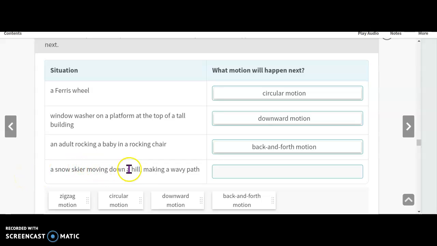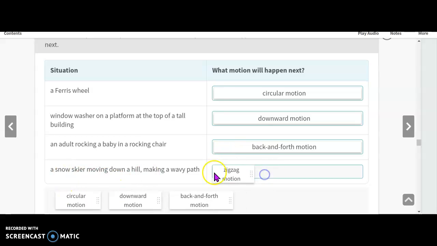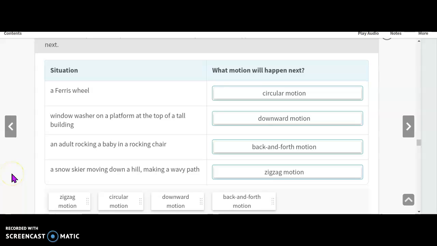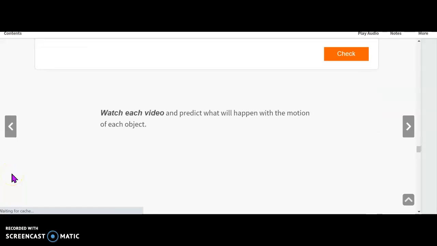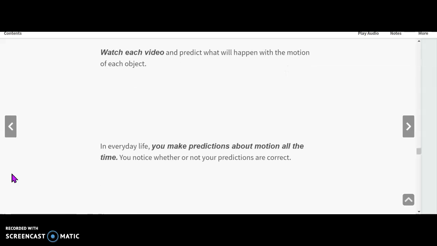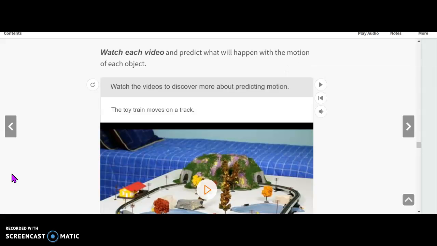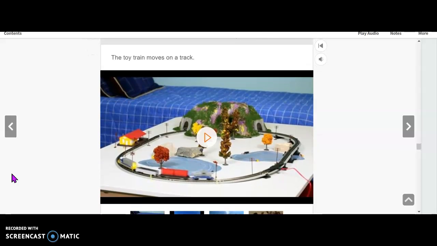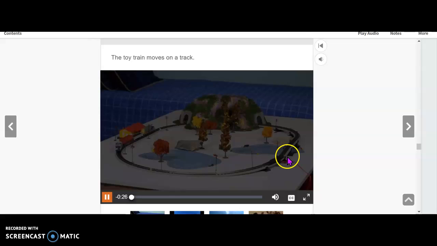What about a snow skier moving down a hill, making a wavy path? Yeah, that's going to be zigzag. So this is another opportunity for you to pause the video and check your work. Okay, it's time for some more predictions. We're going to watch these videos and make some predictions. What type of motion do you think will happen next?